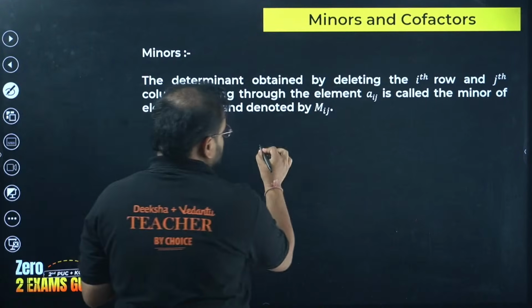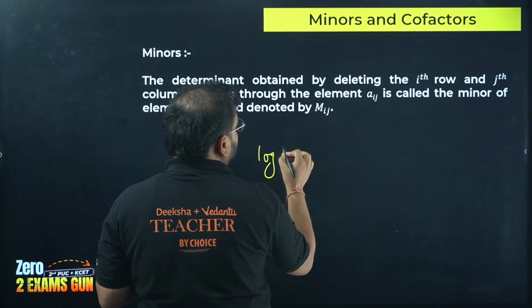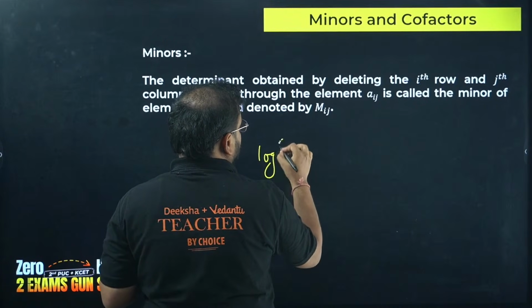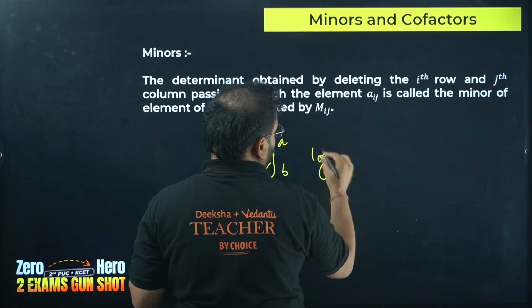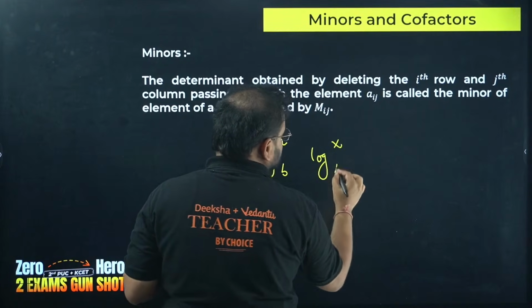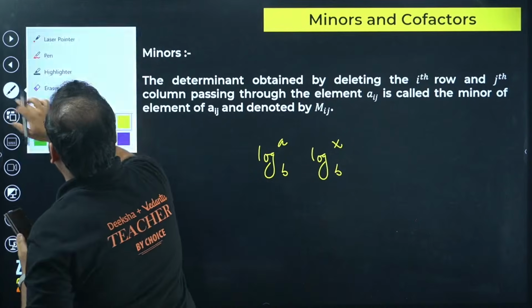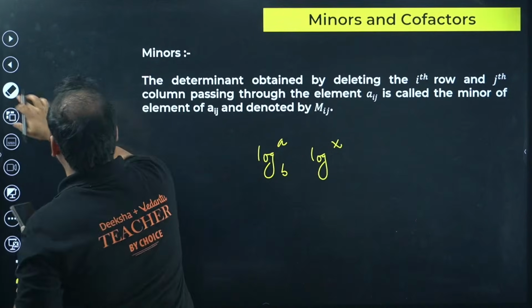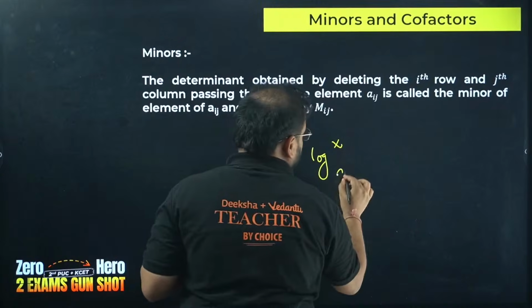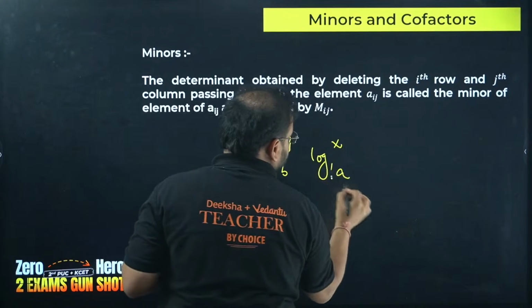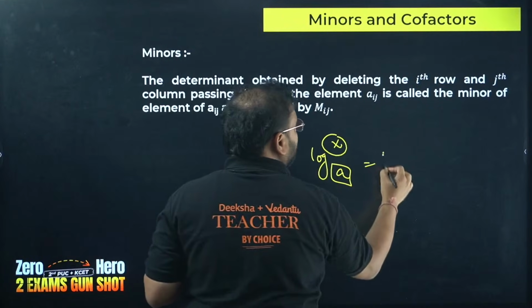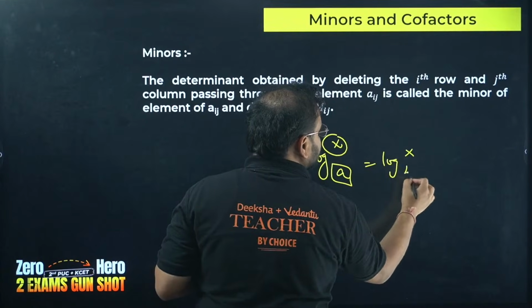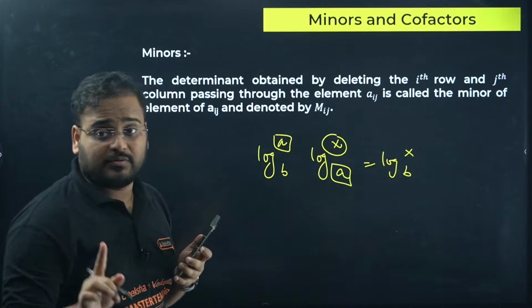The concept is, if you have log of A with the base B, and the log of X with the base A, then because of this being the same, you take this as log of X with the base B. This becomes log of X with the base B. One of the properties that I've used very prominently.